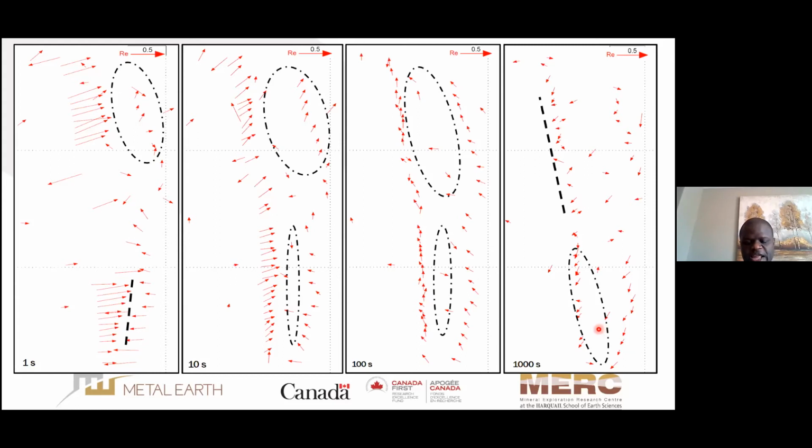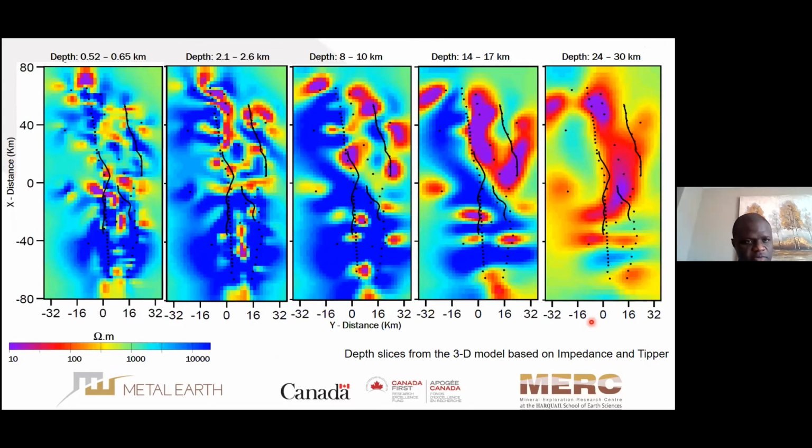So taking together both the impedances and the TIPA data, we created a 3D inversion using the ModEM. I'm trying to skip all the details here so that I can finish the talk on time. So here are 5 depth slices from basically shallow, which is not particularly very reliable for this kind of data, to really deep, the lower crust.